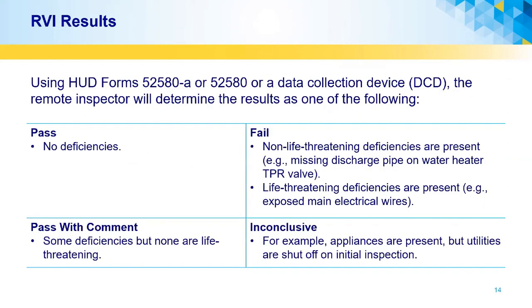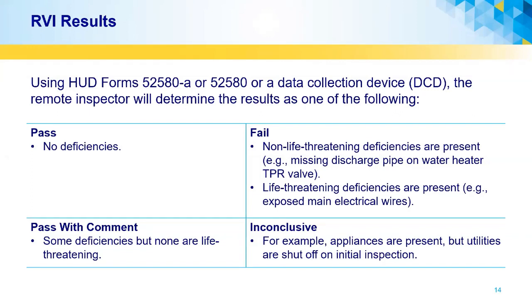Now, this slide shows the results of inspecting the bedrooms or other rooms used for living, or all secondary rooms. And again, we have the 4 categories there. Pass, there's no deficiency. We have pass with comment: some deficiencies, but none are life-threatening. And then we have failed.